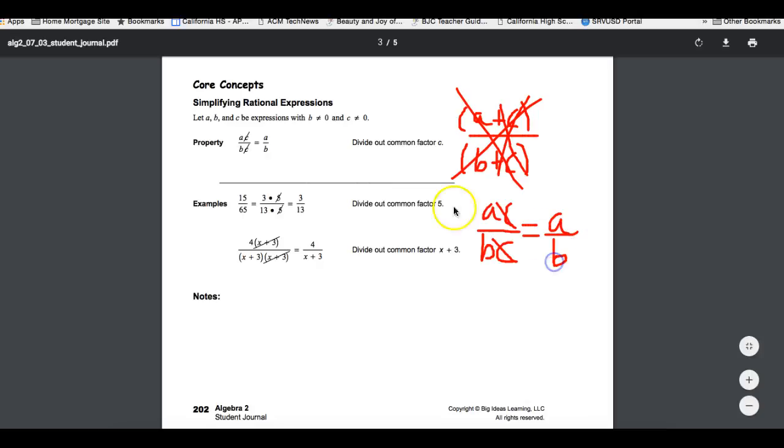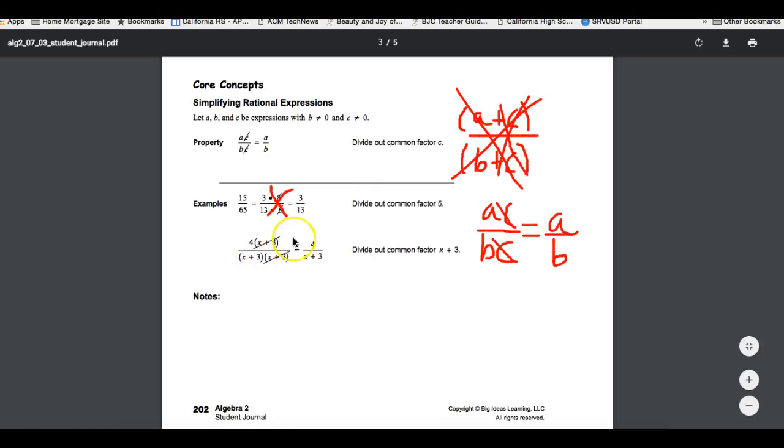Now, an example with numbers plugged in, let's say if we had 15 over 65, we can tell that we have a common factor. Both of these are multiples of 5, so 3 times 5 over 13 times 5. So we can just cancel out 5. Now this is something you've been doing ever since you've been working with fractions. This shouldn't be anything new to you. But I'm refreshing this because when we're working with rational expressions, you're going to see that we've got polynomials or multi-term expressions in the numerator. So the same rule applies.